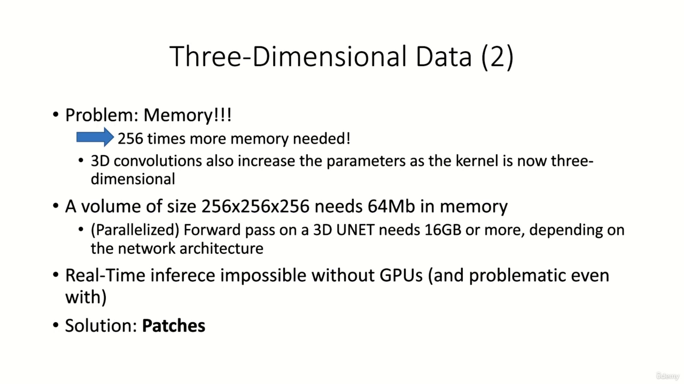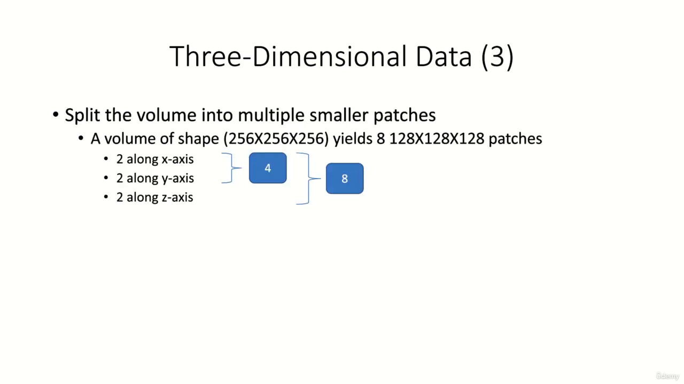Instead of using the full volume, let's use smaller patches. We could split our original volume into 8 smaller subvolumes or patches, each having a shape of 128 to the power of 3. The number 8 comes from the fact that we can fit 2 of those patches along the x-axis, 2 along the y-axis, and also 2 along the z-axis, resulting in 2 to the power of 3, which is 8 patches. The following figure further visualizes that.